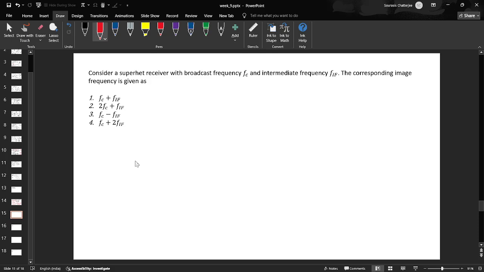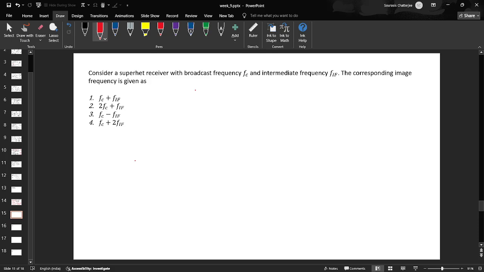So let us move to our next question. It asks about a superheterodyne receiver with broadcast frequency fc and intermediate frequency fIF. So it is asking what the corresponding image frequency is going to be.